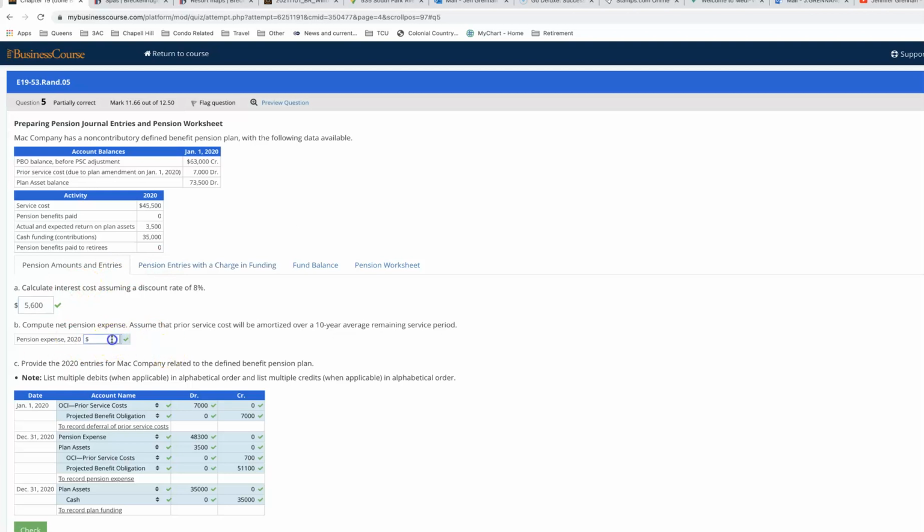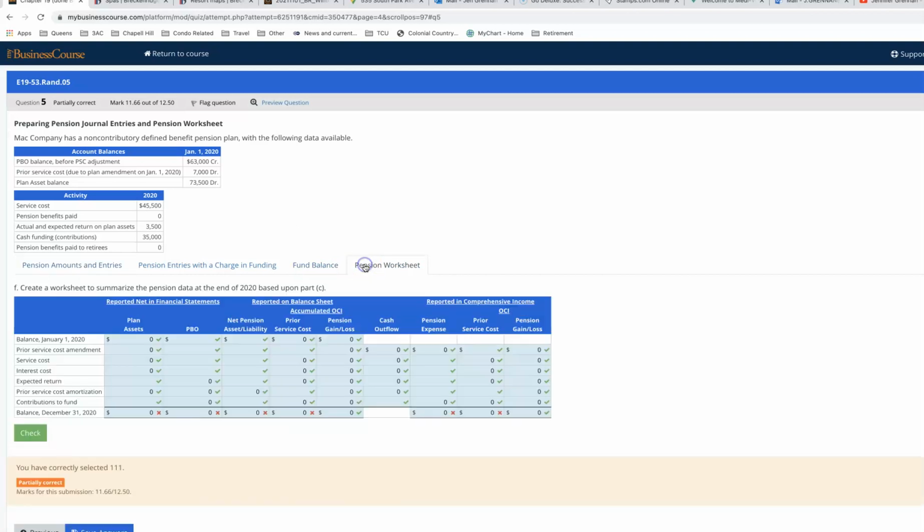Now, pension expense, I'm going to leave this blank for now, and you'll notice I do have the entries filled in here, but if you go straight to the entries, you're going to struggle. What I suggest is going to your pension worksheet next. So on your pension worksheet, this is where you can piece together your journal entry. So let's just start with the balances.